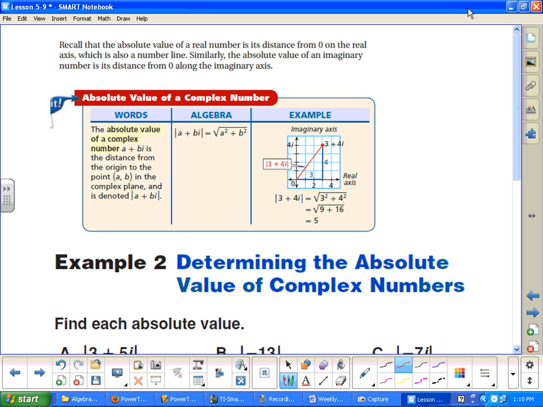So we're going to talk about absolute value. Well, the absolute value of a complex number is the distance it is from the origin. Okay? The absolute value of a complex number is the distance it is from the origin. What does this thing here, square root of a squared plus b squared, remind you of? Something that we've used quite a bit in math. Not necessarily so much in here, but in there.